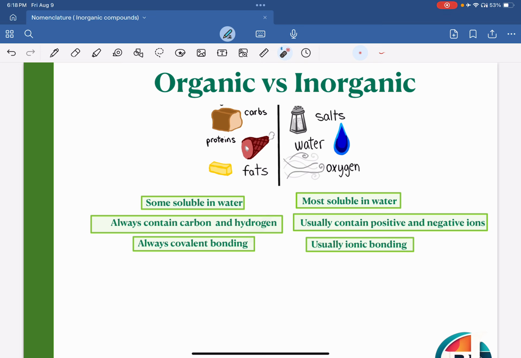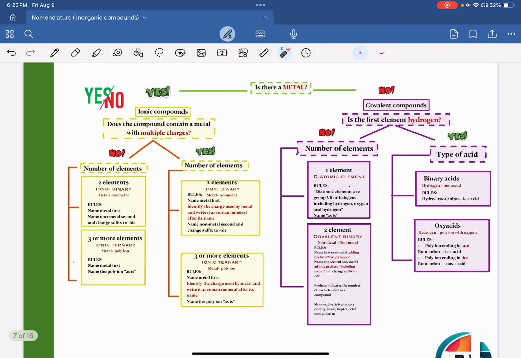They often are soluble in water. They typically contain positive and negative ions. They usually form ionic bonds. These distinctions highlight the different chemical behaviors and bonding characteristics of organic and inorganic compounds. Let's then explore today's focus, a guide for naming inorganic compounds.